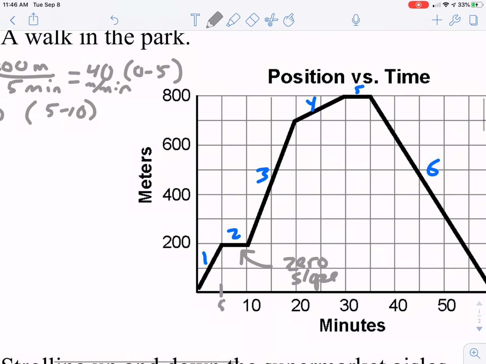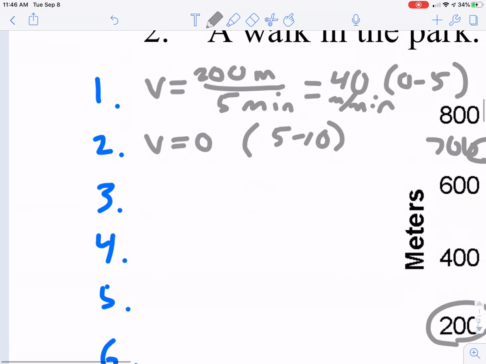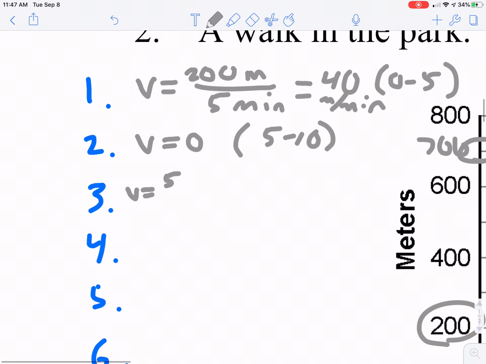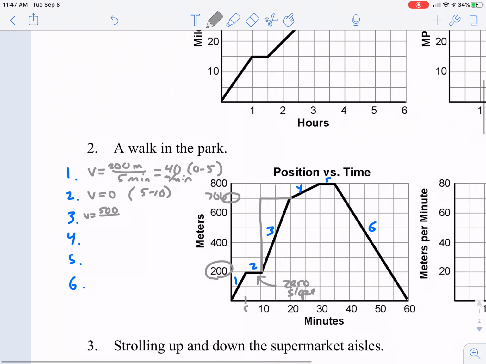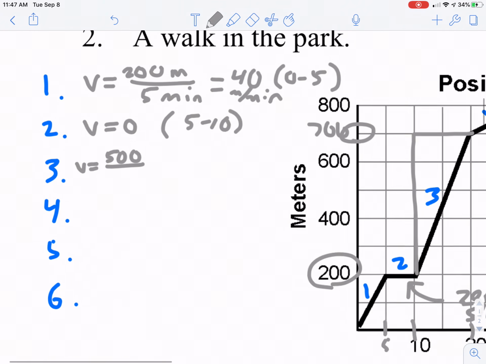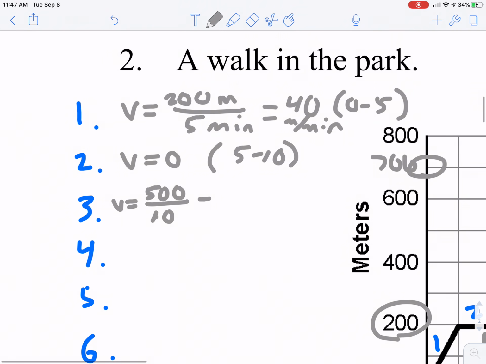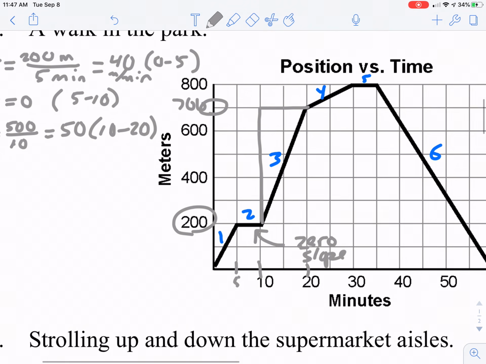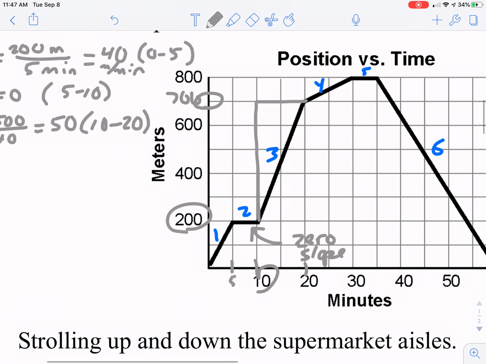Okay, and then the next one is this really steep line for 3. We're going to go from 200 all the way up to 700. So from 200 to 700 would be a rise of 500 over, you're going from 10 to 20 minutes. So that would be over 10 minutes, which is equal to 50. And that again is going from 10 to 20 minutes, right? We're keeping track of when this is all happening.